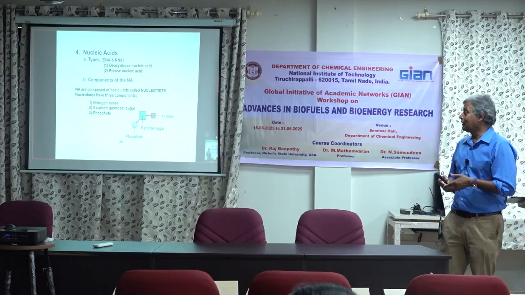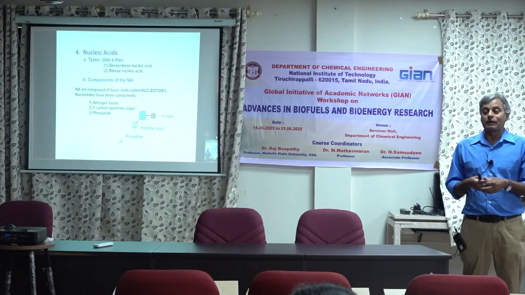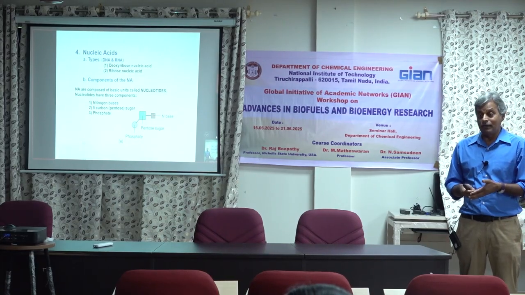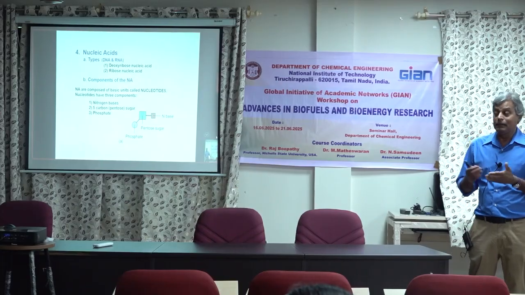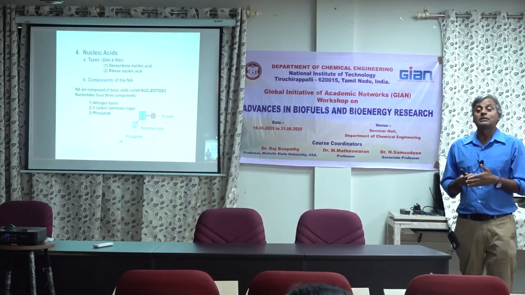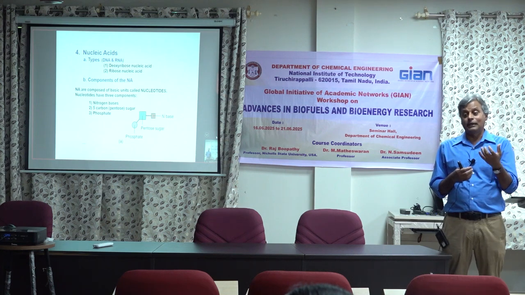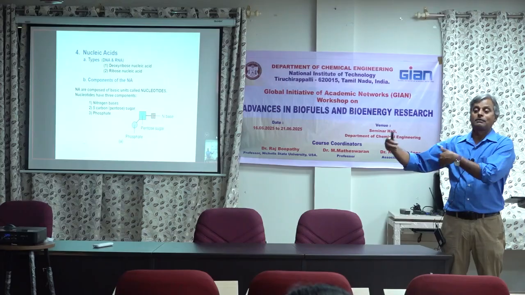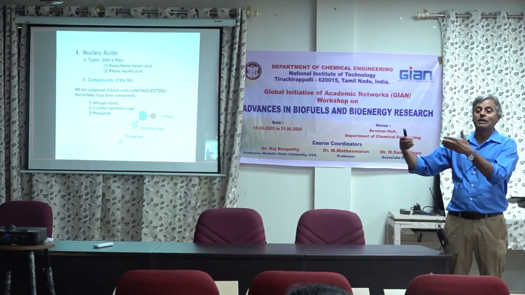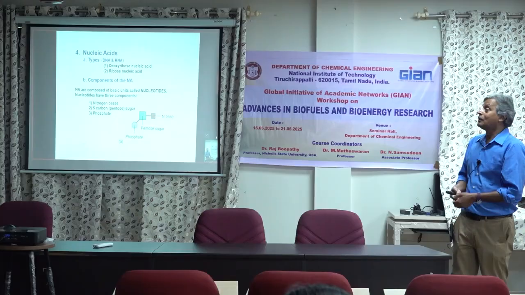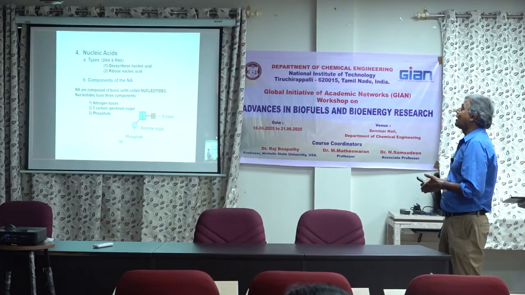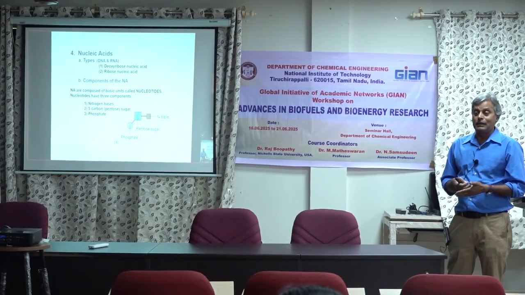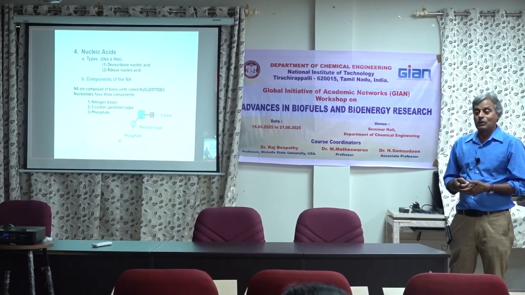If you look at all forms of life, DNA carries the code for everything you do. That makes the core of your being, and RNA is a messenger. It takes the information from DNA, carries the code to a place called ribosomes, and that's where the proteins are made to make your cell function. DNA is called deoxyribonucleic acid, and RNA is called ribonucleic acid.